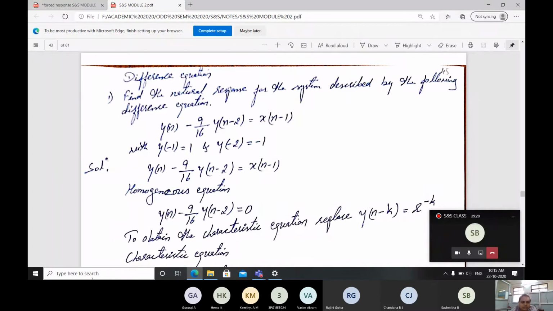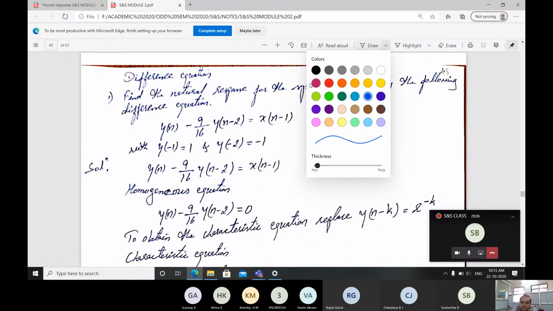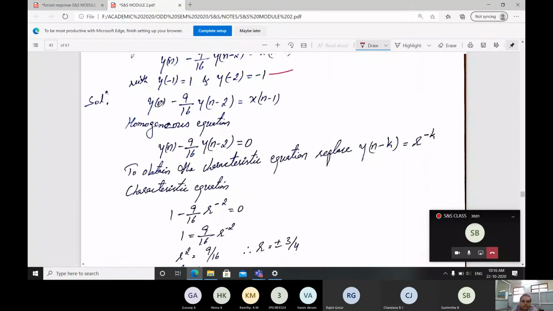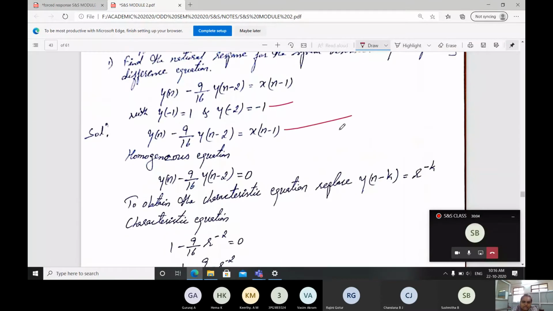The first problem is: find the natural response for the system described by the following difference equation: y of n minus 9 by 16 y of n minus 2 is equal to x of n minus 1, with y of minus 1 equal to 1 and y of minus 2 given as minus 1. Here the conditions are given. This is the given equation.